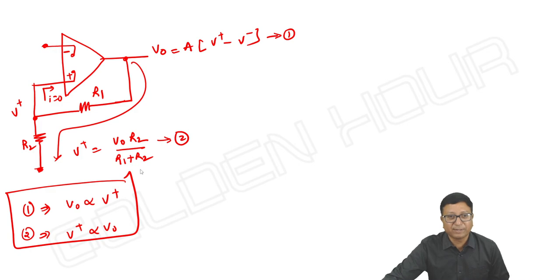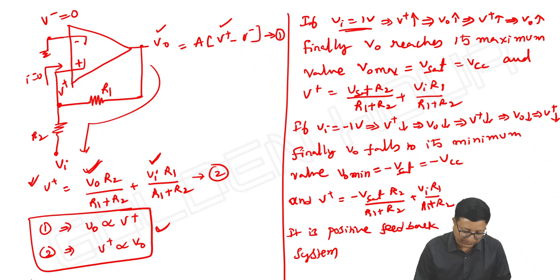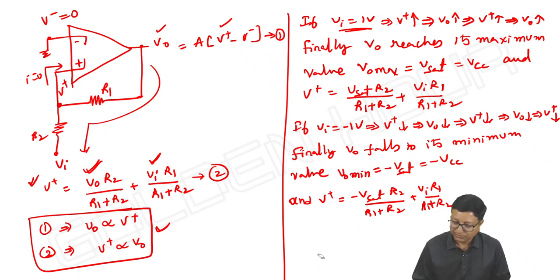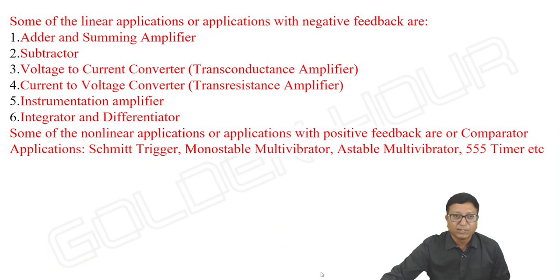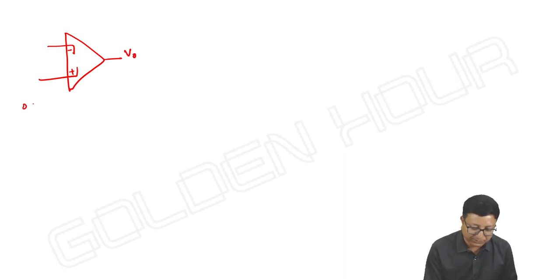I will write it in a separate page otherwise. Let me erase this. Here place is not permitting, right? I will write here. We have three types of circuits. It is open loop configuration.